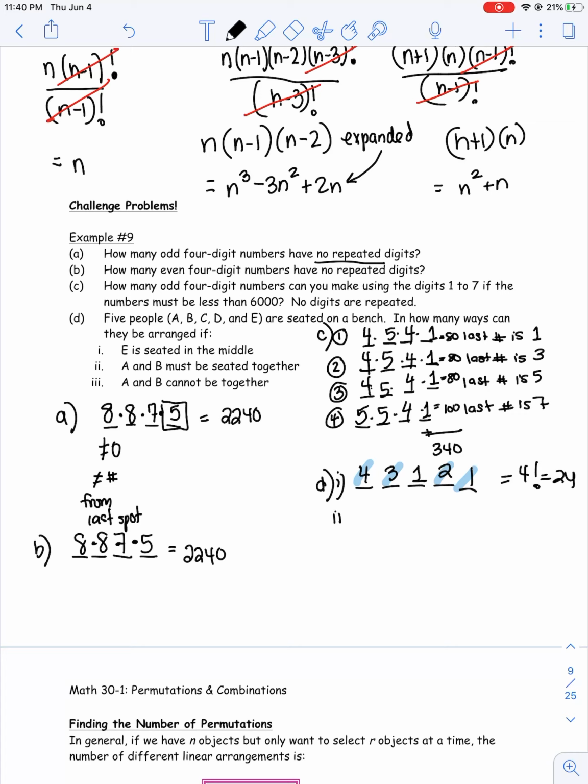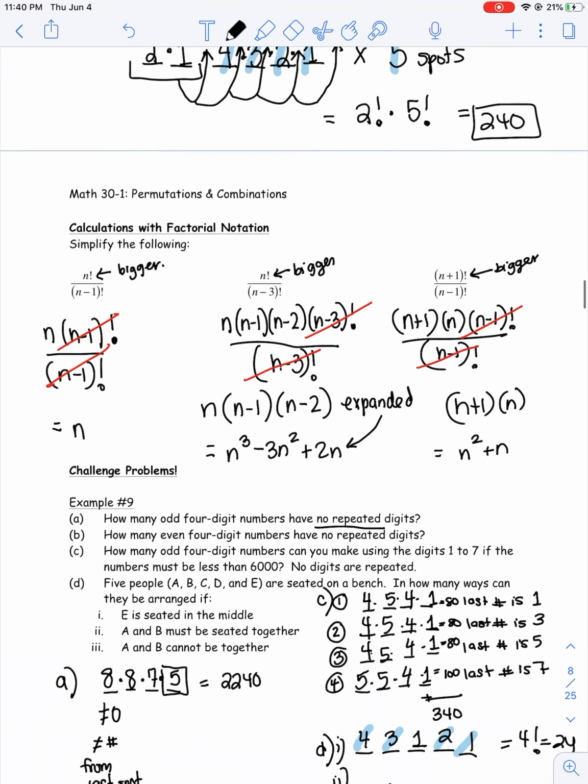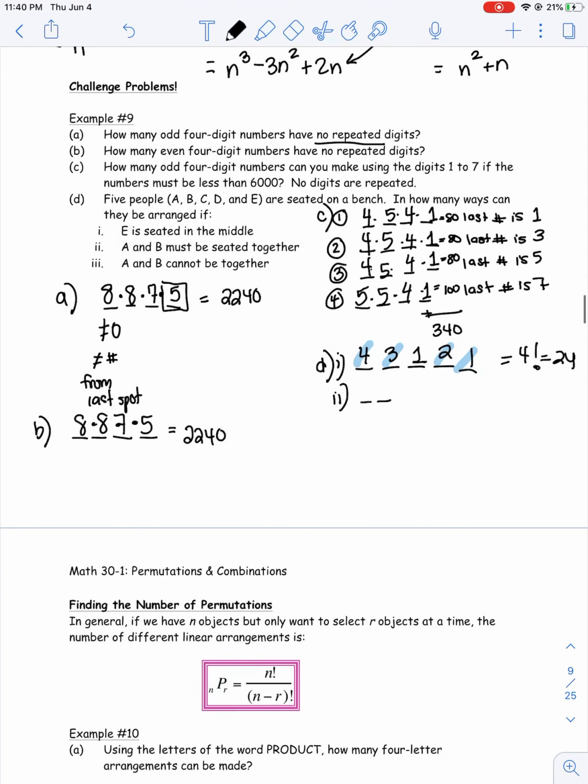So that's for part 1. Part 2 is where A and B must be seated together. Just like in the example that we had for example 8, I like to put them together. So A and B are seated together, so we would put 2, 1 because there's 2 ways that we can arrange the people A, B. And there's 3 spots left, so 3, 2, 1. 3 people, then 2, then 1. And finally, we always multiply by how many spots these guys can go into. So these 2 people can go first, second, third, or fourth in this arrangement. So there's 4 places that they can go into.